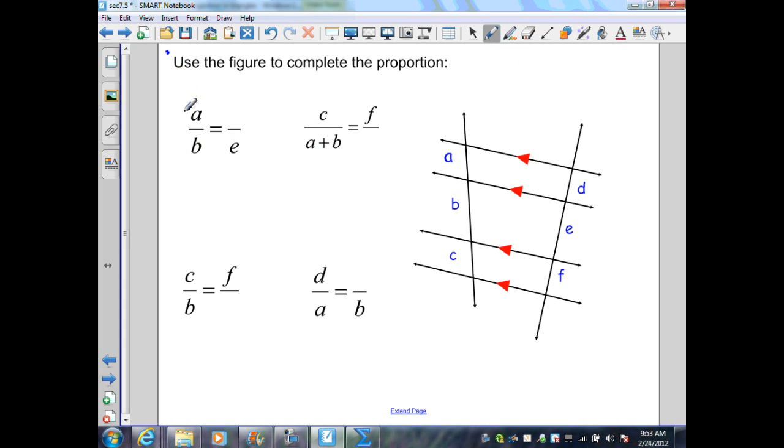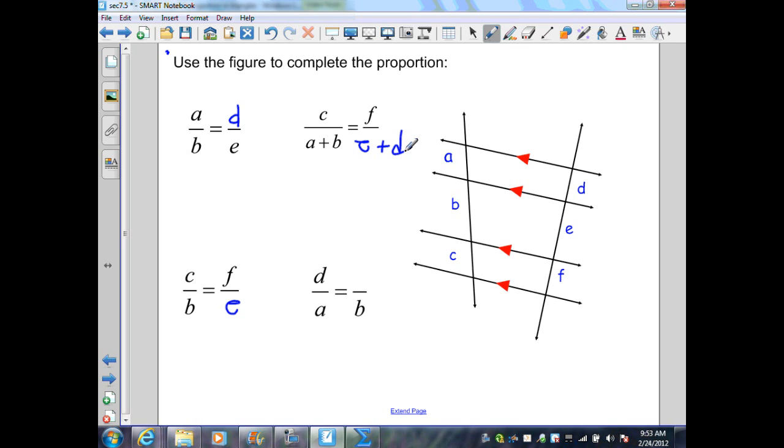Use the figure to complete the proportion. Here I want to use the known ratio and follow the pattern to complete the unknown ratio. Here I'm given A over B, top over bottom. Therefore, that will be D over E. Next, I have C over B, bottom over top, which will then give me F over E. Next, I have C over the sum of the two top segments, A and B. Therefore, I'm having F over the sum of the two top segments, which is E plus D.